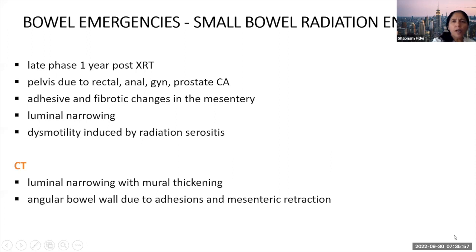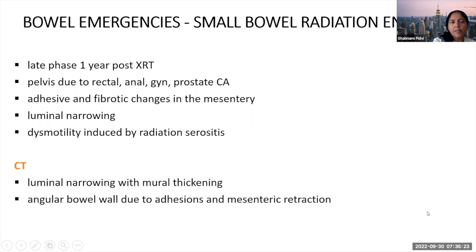I'm just going to talk briefly about treatment-related complications. One of these is small bowel radiation enteritis. This can typically occur up to 1 year post-radiation therapy, and it usually involves pelvic bowel because these are predominantly malignancies that involve the rectum, the anus, gynecological structures, or the prostate.